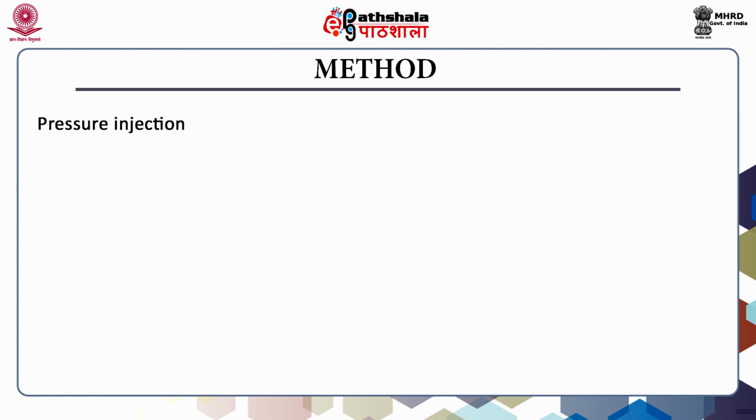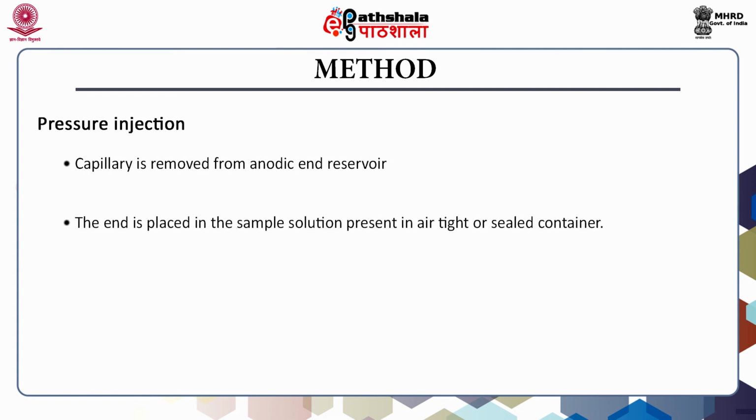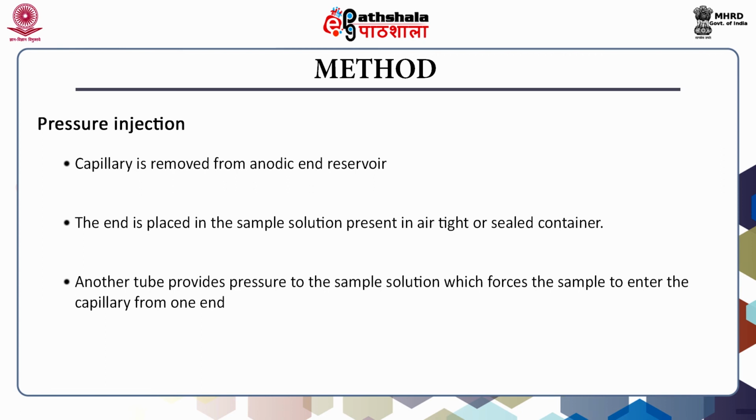In pressure injection, the capillary is removed from the buffer reservoir at the anodic end and carefully placed in sample solution which is present in an airtight or sealed container. Another tube provides pressure to the sample solution, which forces the sample to enter the capillary from one end. Once the sample is introduced into the capillary, it is returned back to the reservoir and then voltage is applied to start the electrophoresis.